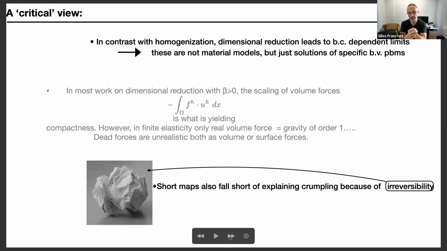Here, it's completely different. Be it in the nonlinear bending or in the other regimes, you either have no boundary conditions or you need to specify your boundary conditions in a very particular way. So I would argue that the models that are obtained for beta greater than 0 are not models of plates. They're solutions of specific boundary value problems.